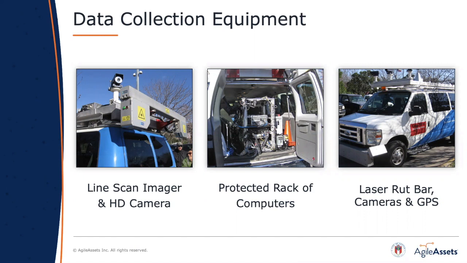And the third picture is the front end of the vehicle showing the laser rut bar, additional cameras, and the GPS antenna on top. What's not visible are the accelerometers and distance measuring instruments in this sophisticated inertial profiling unit. A fully outfitted van can cost up to about $1 million.